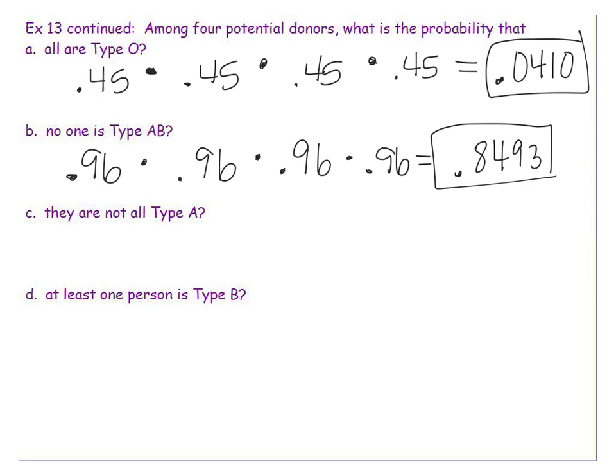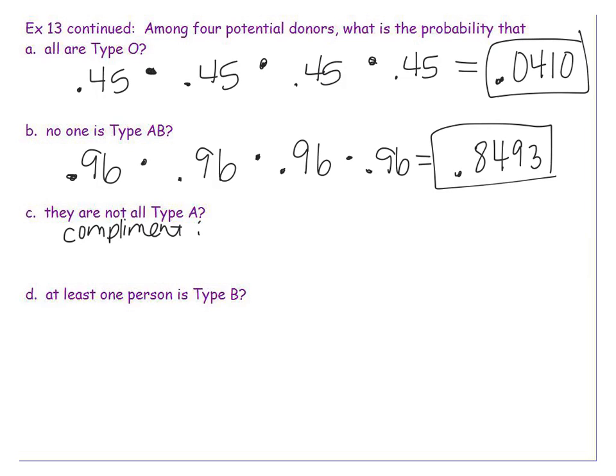This is where we have to understand the word. When we say they are not all type A, that means that we could have 1 type A, no type A, 2 type A, 3 type A. The only thing we can't have is all 4 of them as type A. Well, that's the key. Because not all 4 of them are type A, we're going to use the complement because there's way less cases if we use the complement.